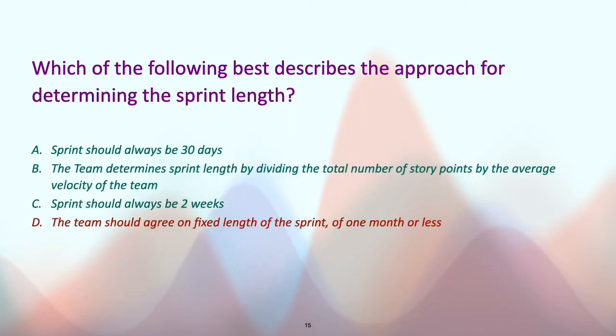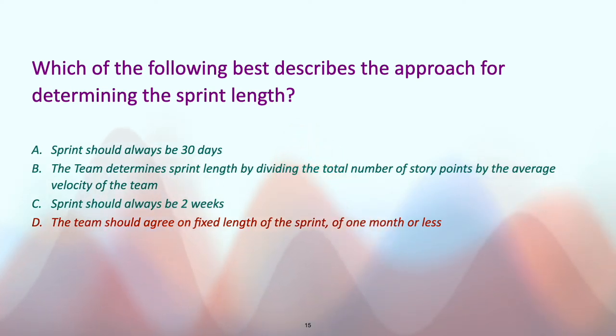That is option D. The team should agree on a fixed length of the sprint of 1 month or less. So ideally sprint duration is always 2 weeks or 3 weeks, right? If it is too long, I don't think it makes sense. So that is the right answer here. Okay, let's move on to the next question.